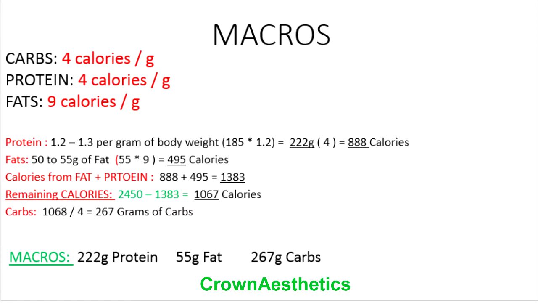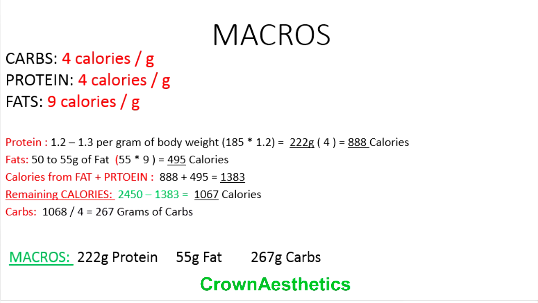So what I want to do now is, since there are 4 calories in a gram of carb, I want to divide that number by 4. So then that puts me at 267 grams of carbs. Okay, and then after you do this, you got your macros. See, it's really simple. So this example person needs to hit 222 grams of protein, 55 grams of fat, and 267 grams of carbs to lose weight.